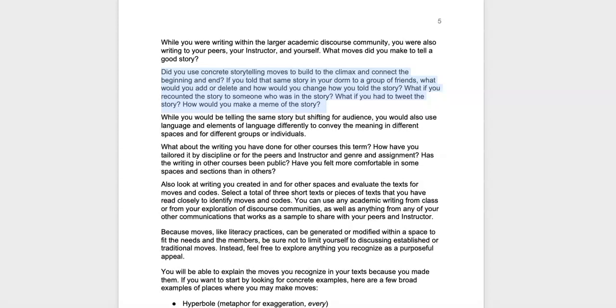What if you recounted the story to someone who was in the story? What if you had to tweet the story? How would you make a meme of the story? While you would be telling the same story but shifting for audience, you would also use language and elements of language differently to convey the meaning in different spaces and for different groups of individuals.